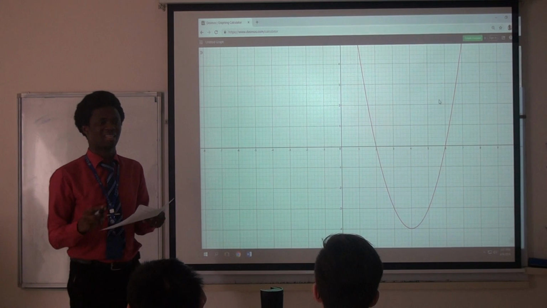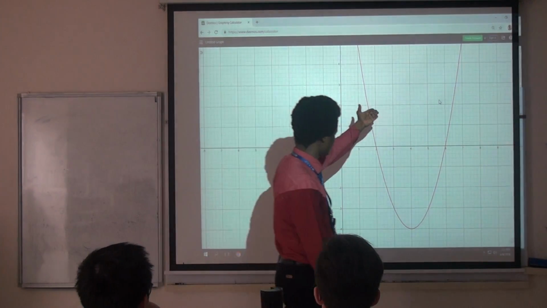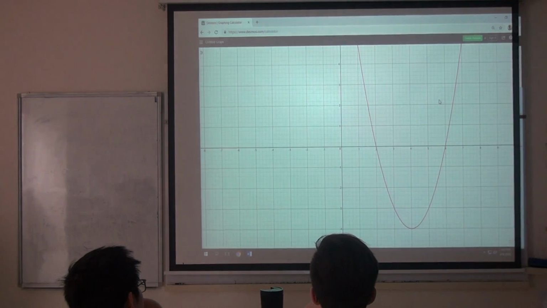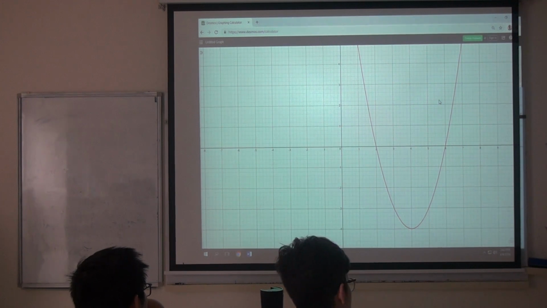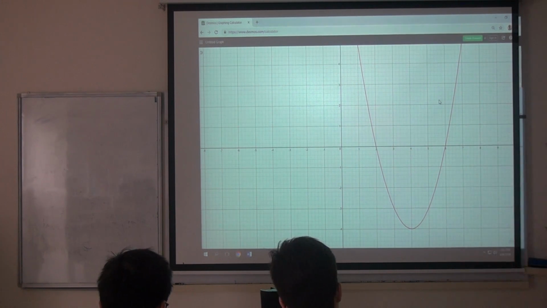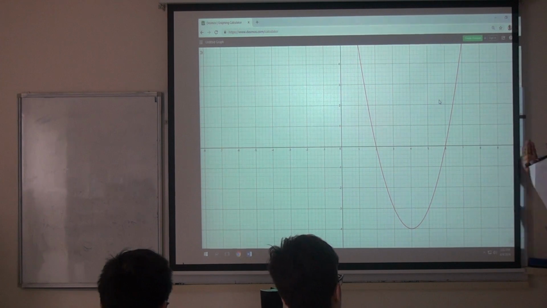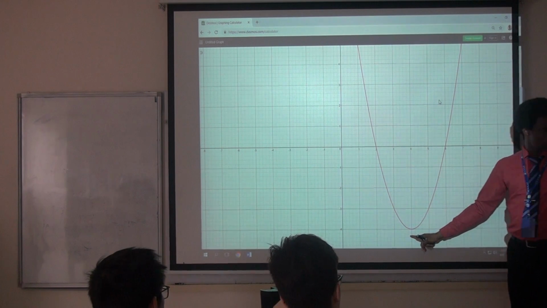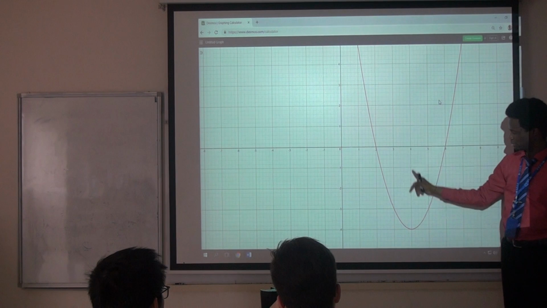Anyways, the first question is, write down the equation of the line of symmetry. Now, looking at this red curve, what does line of symmetry mean again? When you draw it, the two sides look exactly the same. A line that divides the two sides into two equal parts. So, where can we bisect this to have that? Exactly, the turning point. So we have to draw something here at the turning point.